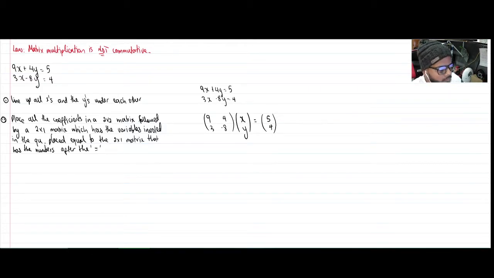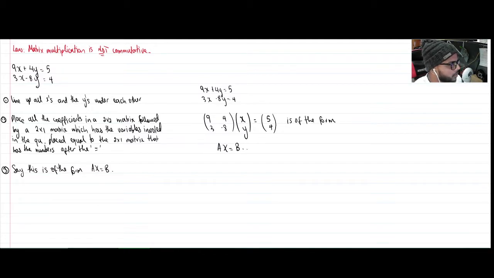Step 3. We say this is of the form AX is equal to B, where A, X, and B are all matrices. So we say it is of the form AX is equal to B, and we're going to call that equation 1 for further reference.